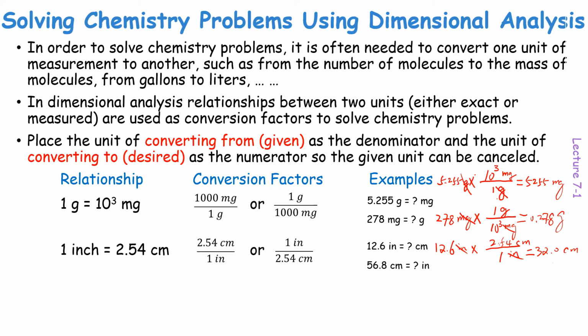Then let's work on another one. 56.8 centimeters is equivalent to how many inches? 56.8 centimeters. This time we are converting from centimeters, put the centimeter on bottom and put the inch on top, and then write down the relationship. Centimeters are cancelled, so now that should give 22.4 inches.